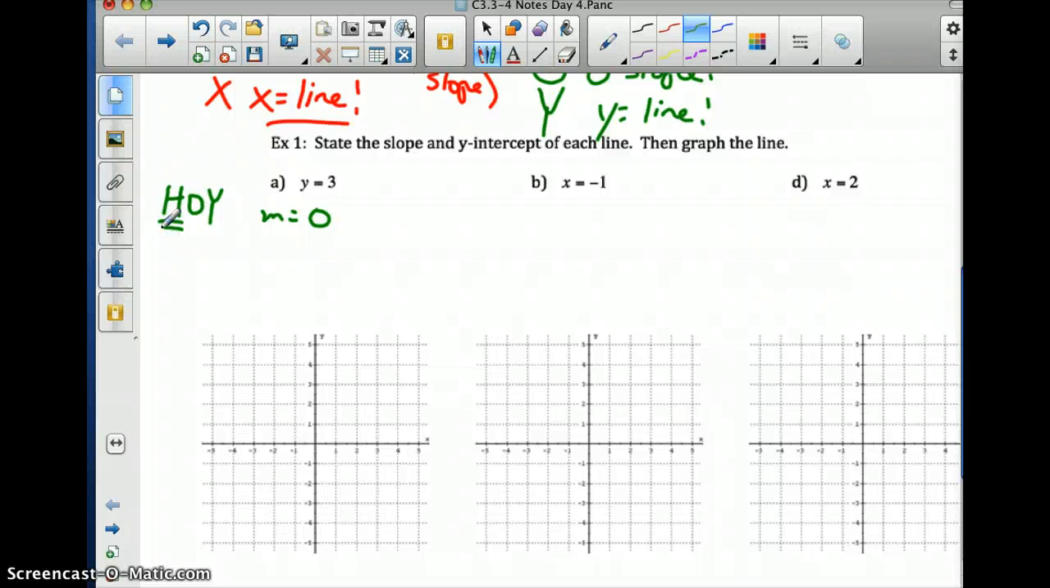We know the slope, and we know that it's a horizontal line from our buddy Hoy. So what I want everybody to do is go to where y equals 3 on the graph. Put a big point. Grab your straight edge and draw a horizontal line through that point, through y equals 3.